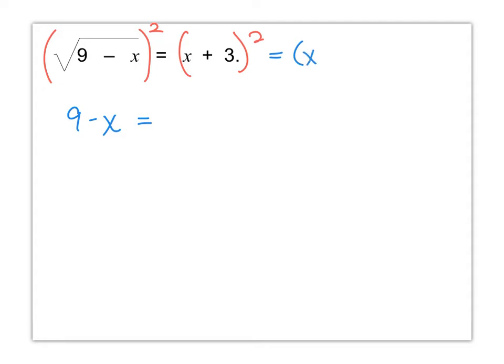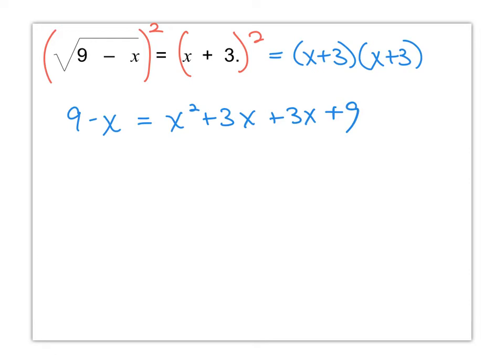Think of this as x plus 3 times x plus 3, and don't forget to use the FOIL step, multiplying the first, the outer, the inner, and the last. So when you do that, you get x squared plus 3x plus 3x plus 9. That's your first, outer, inner, last on the right side. Now this is a quadratic equation. I can tell that it's a quadratic equation because I have this highest power of 2.